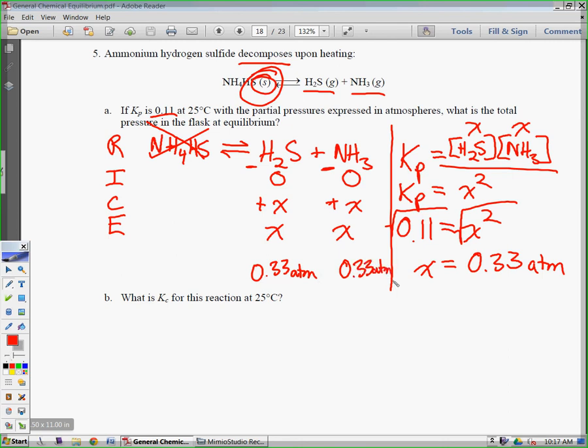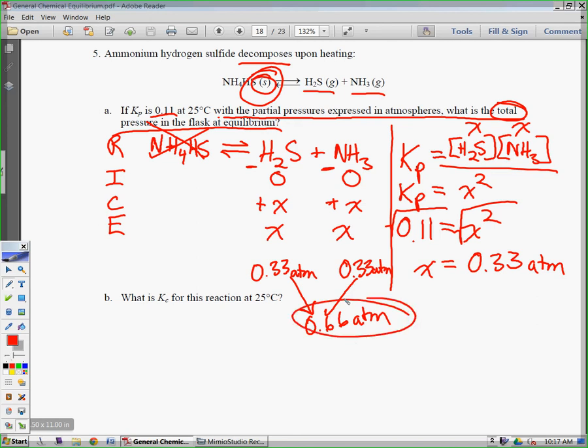All right, but the problem asks us what the total pressure in the flask is. Since there's two products and they're each 0.33 atmospheres, the total is the total of those two, so 0.66 atmospheres. All right, that's the answer for A. So the answer for A is 0.66 atmospheres. All right, in B, what's Kc?